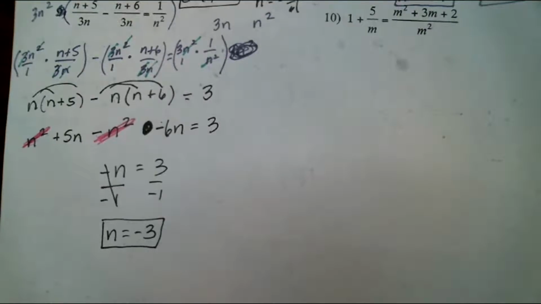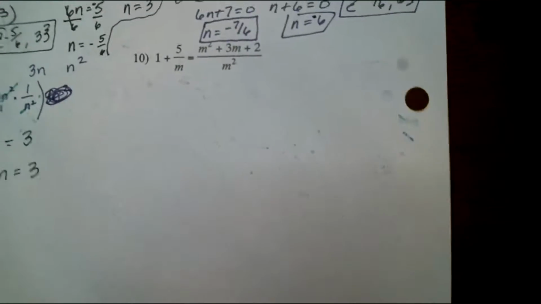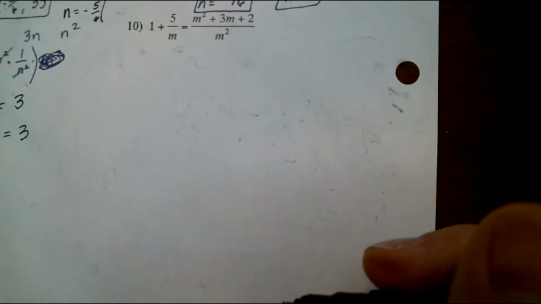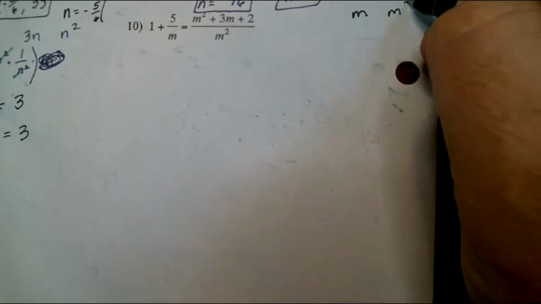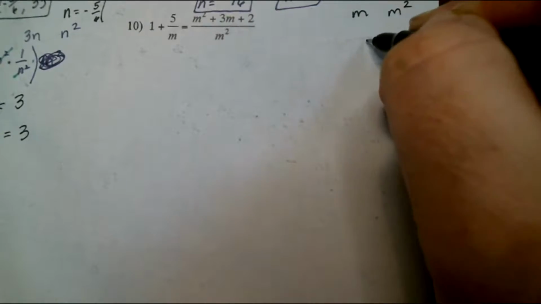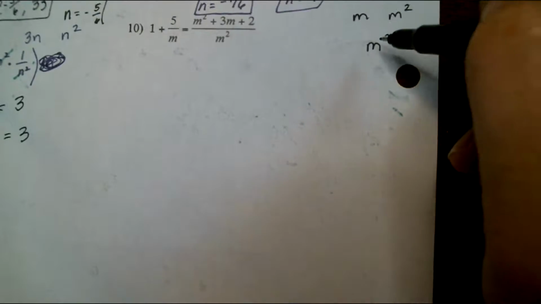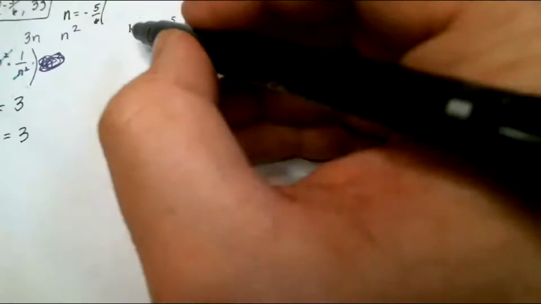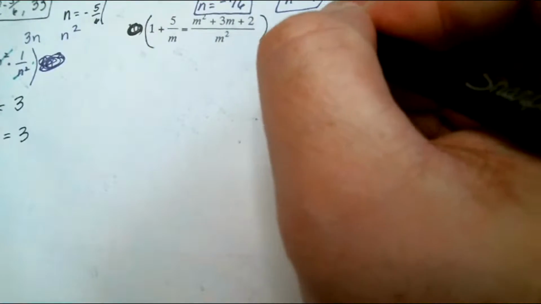All right. I'm looking at 10. Last problem of the day, guys. Be excited. Looking at number 10. Here we go. We got two denominators, m and m squared. Look at the biggest one, which would be m squared. Will m squared cancel m? Yes. Will it cancel m squared? Yes. So we're going to multiply everything we have by m squared.